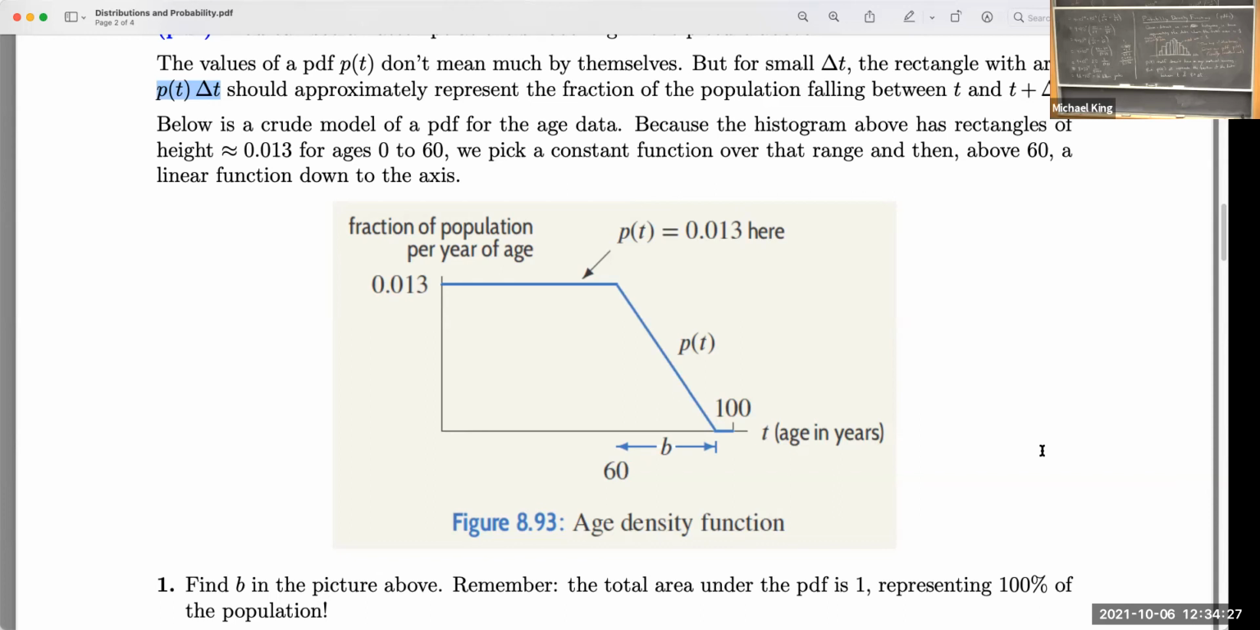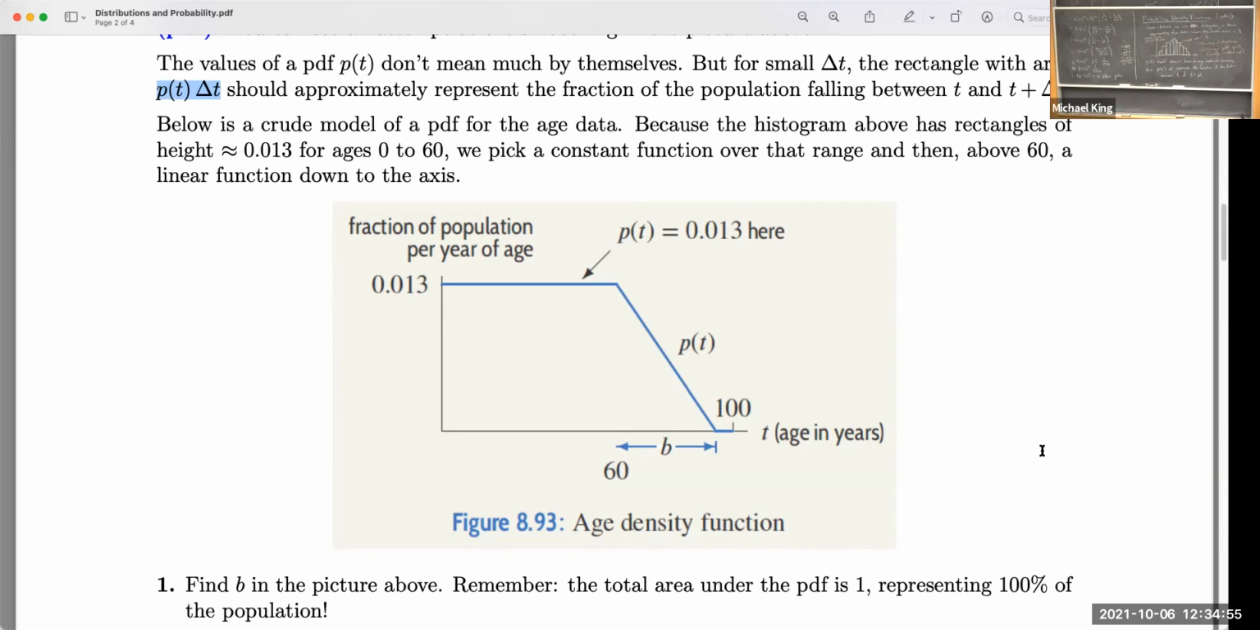So the top of most of those boxes was 0.013, up to the point where the age starts to come into play and people start dying off. We had something that was boxes and then it kind of tailed down, but you could just model it with a horizontal line and then an angled line straight down like that, right?